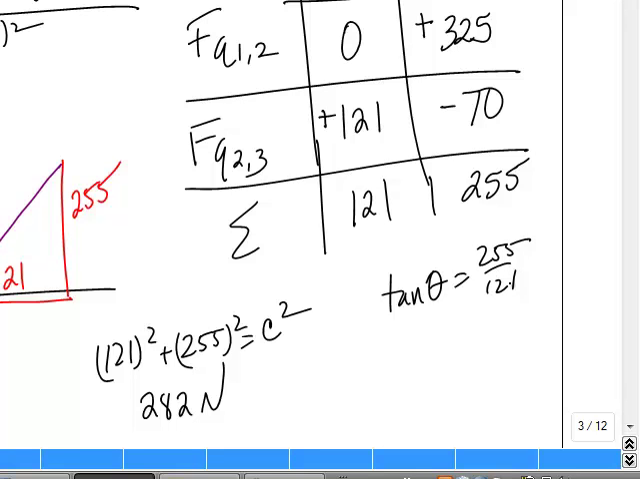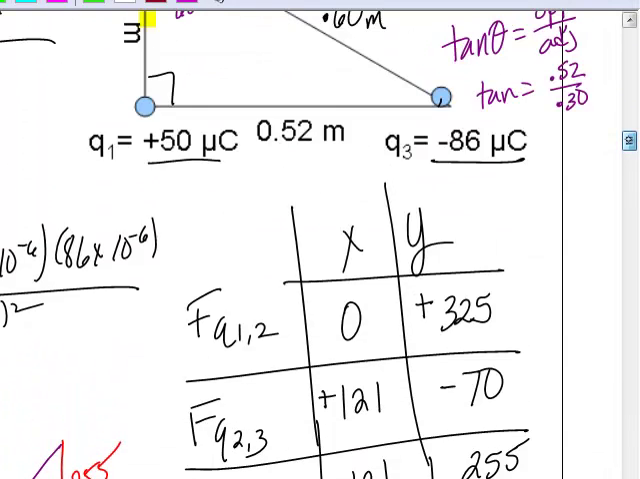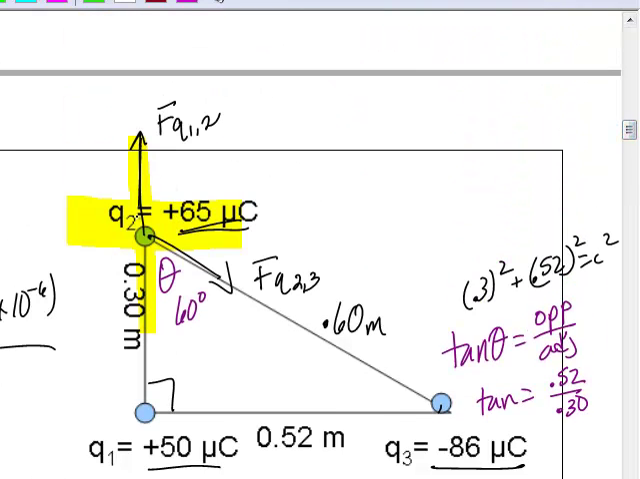And so I'll do the inverse tan of 255 divided by 121. So I get 282 newtons at an angle of 65 degrees north of east. Okay, we've got that number. What the heck does that actually mean? It means when I put this force together and this force together, the overall net force is going to be going this way at an angle of 65 degrees.